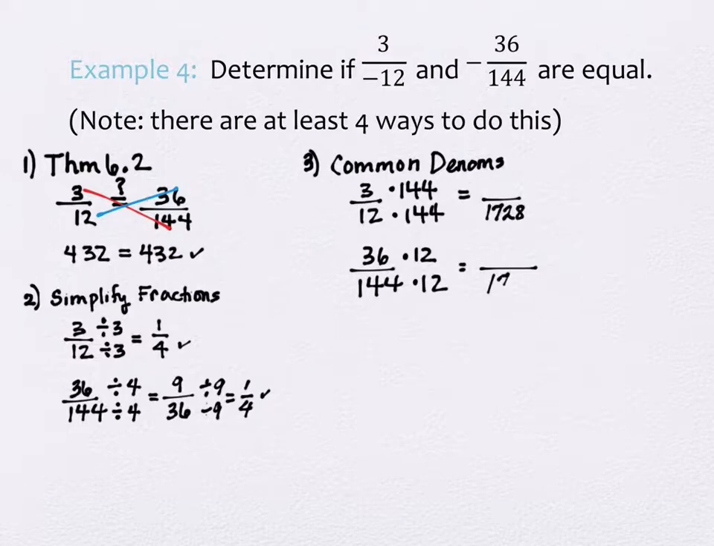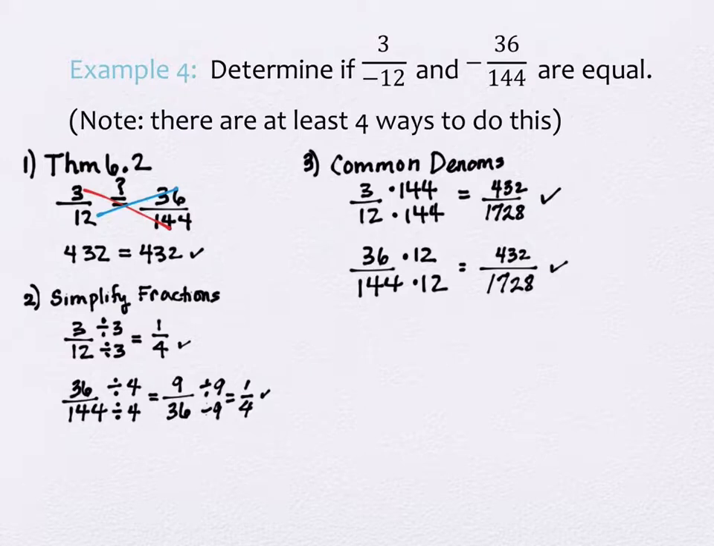Okay, so the denominators match. That was our goal, common denominators. And now I need some multiplications on the top. What's 3 times 144? 432. And what is 36 times 12? 432. Right, and again, they match. We're not finding any new results at this point. We're just seeing other ways to do it, right? So the third option, we could get common denominators. Sometimes that's friendly.